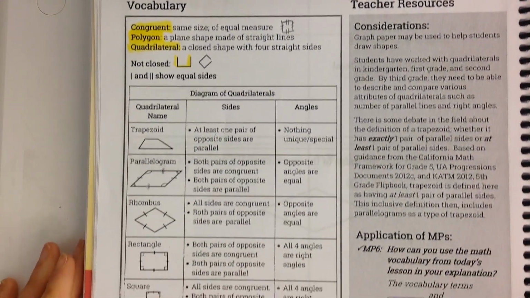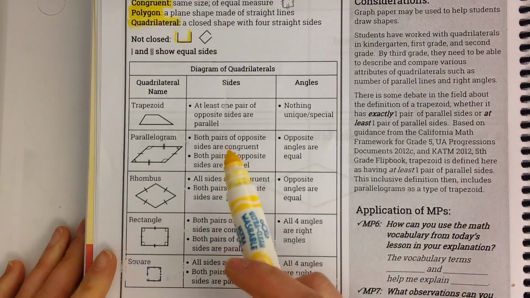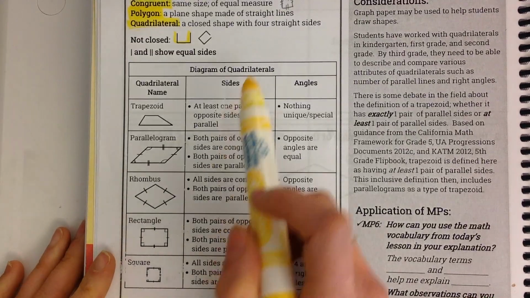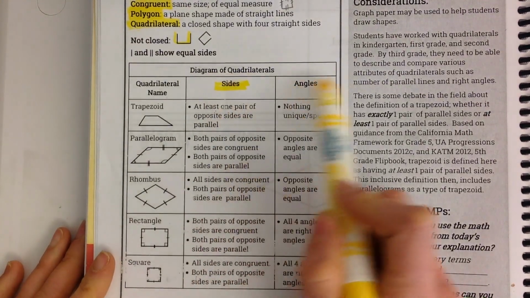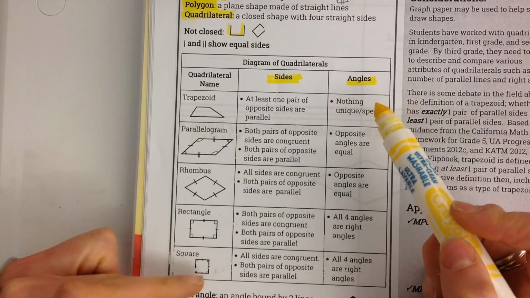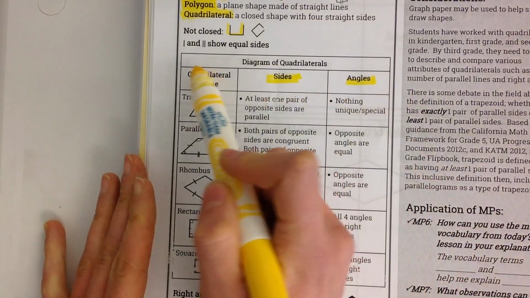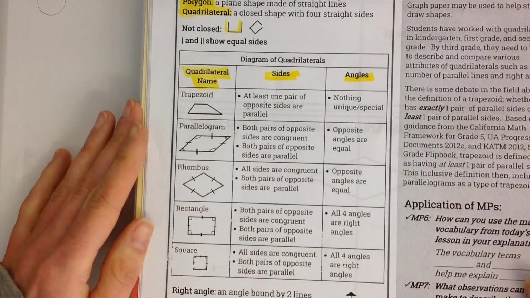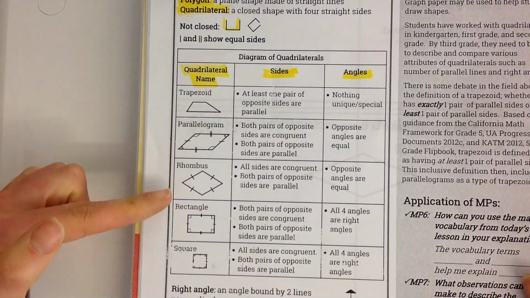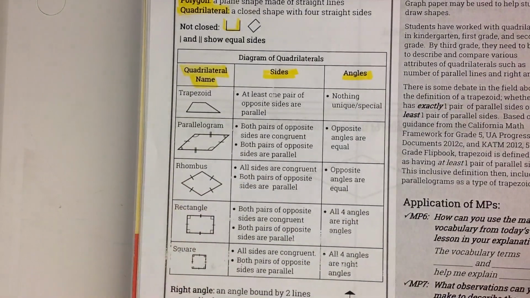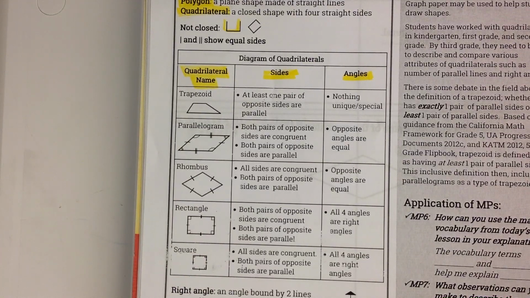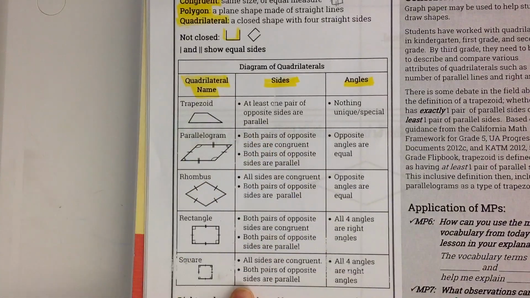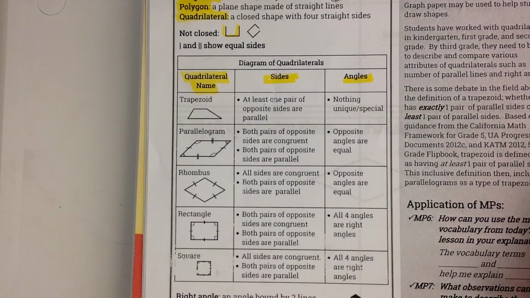So if we look down here, you can see that some of our attributes of shapes are our sides and our angles. And we know that we have 6 different quadrilaterals that we're looking at: trapezoid, parallelogram, rhombus, rectangle, and square. Okay? So there's a few words in here that you might not be too familiar with that I also want to talk about.